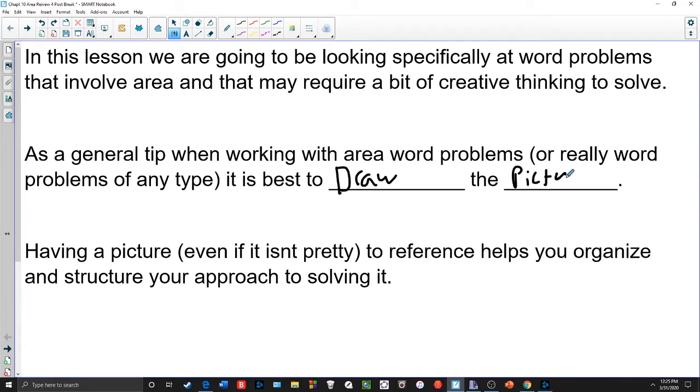So even if it's not a good picture, or even if it's just to kind of get your bearings, it's always good to draw a picture so that you know kind of how to tackle the problem. It helps kind of structure your thinking.